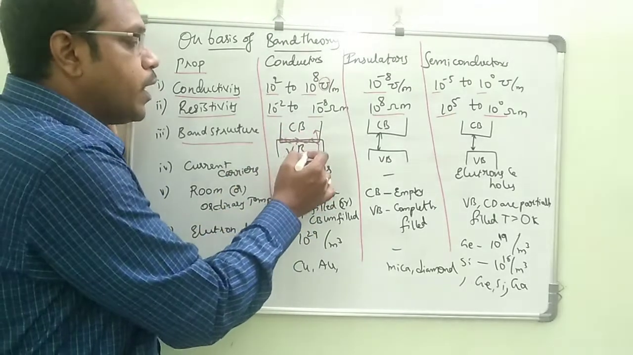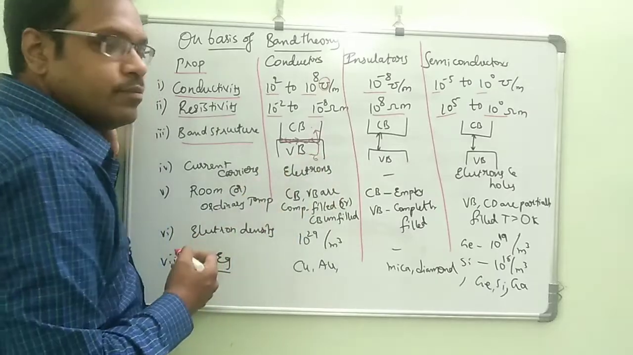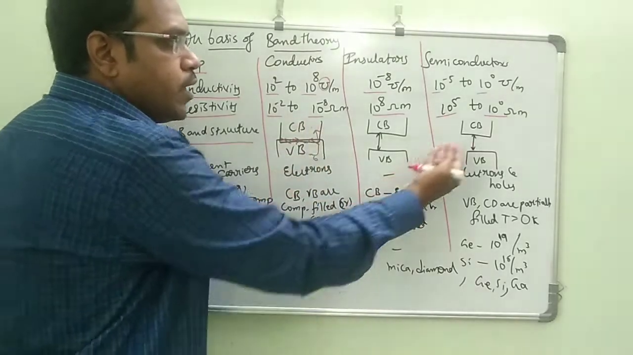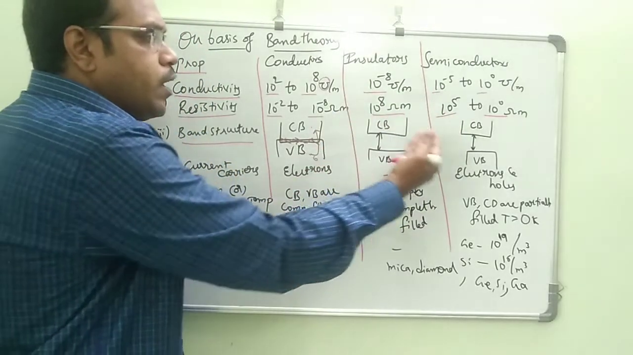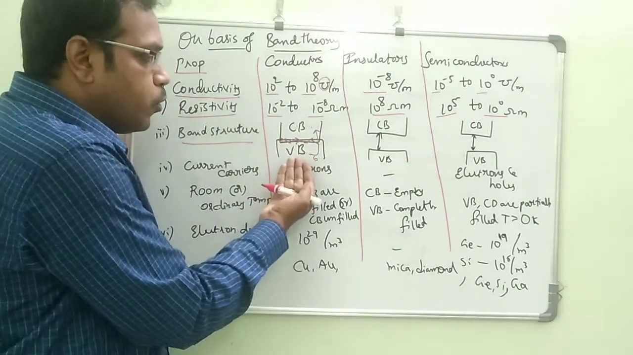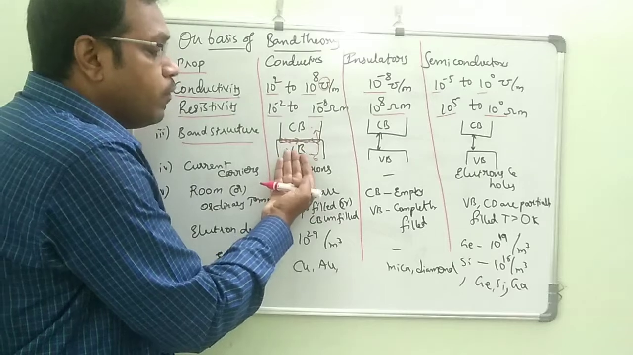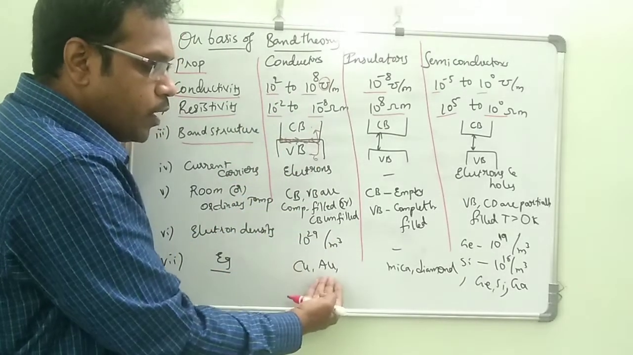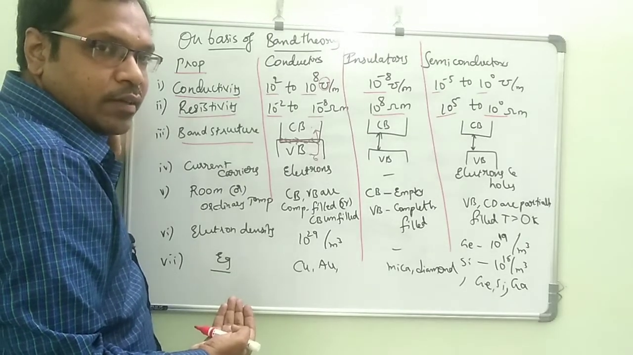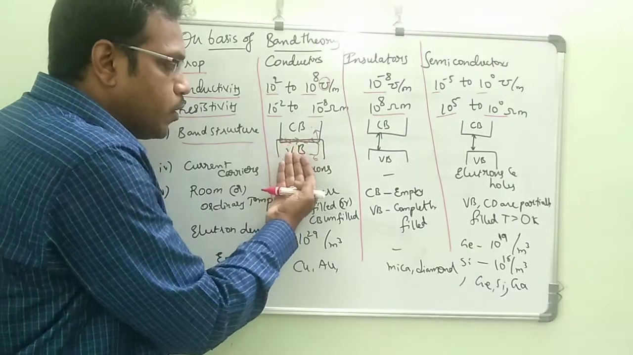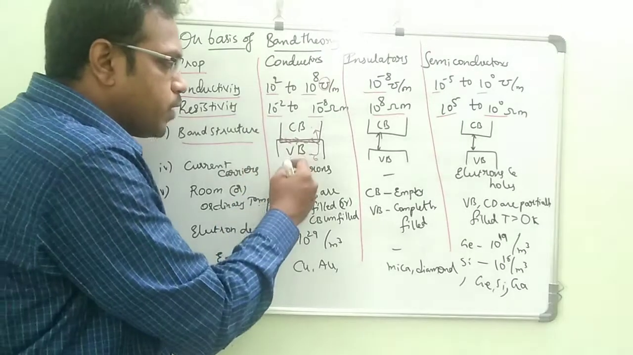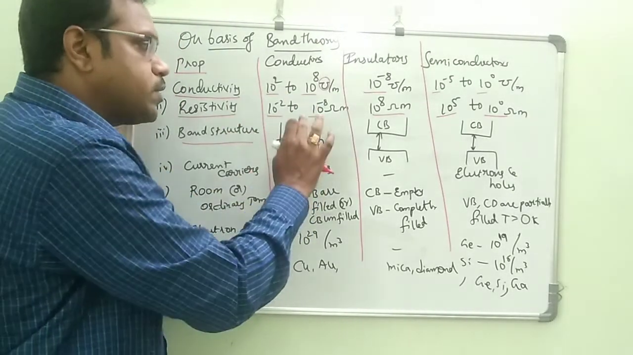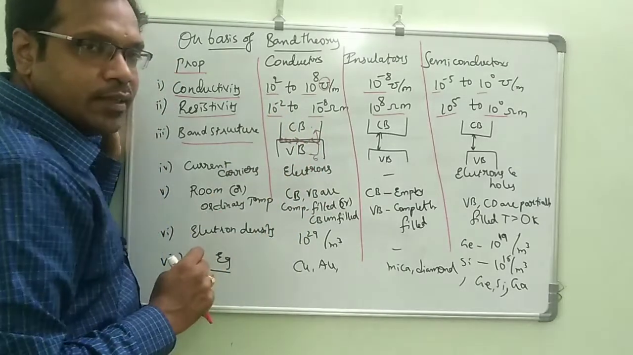Don't think that when electrons jump here, holes will come. In semiconductors, when electrons jump from the valence band to the conduction band, holes also form. Why don't we get holes here? Because we will not have any covalent bonds here, since these are mostly metals like copper and gold. So whenever electrons jump, the free electrons will be there, and the band is partially filled.